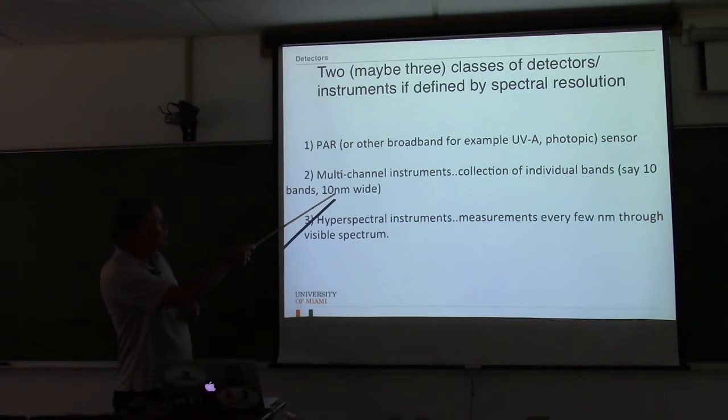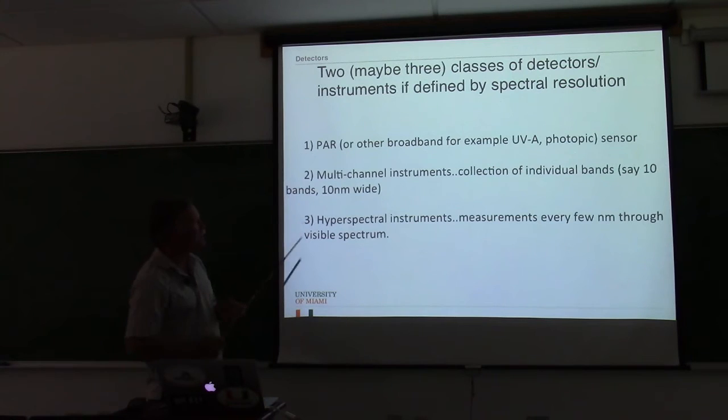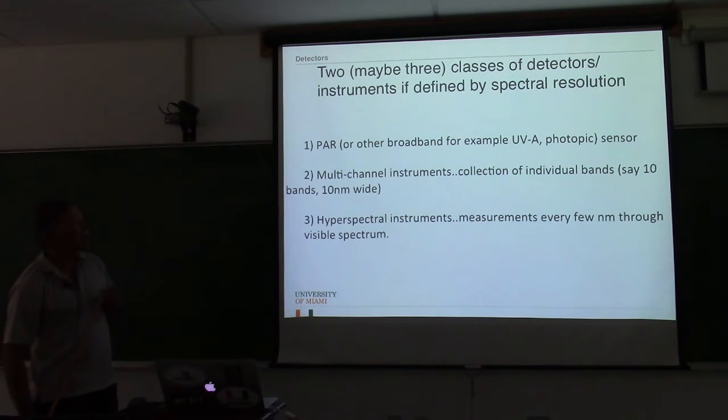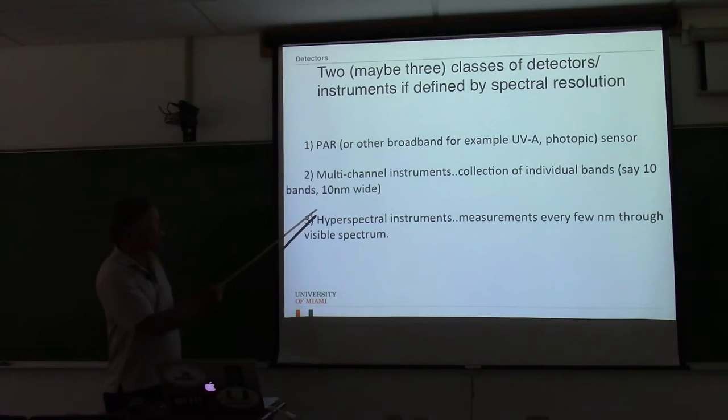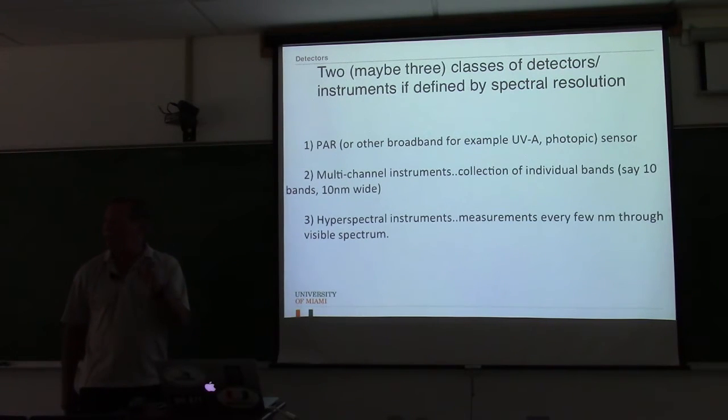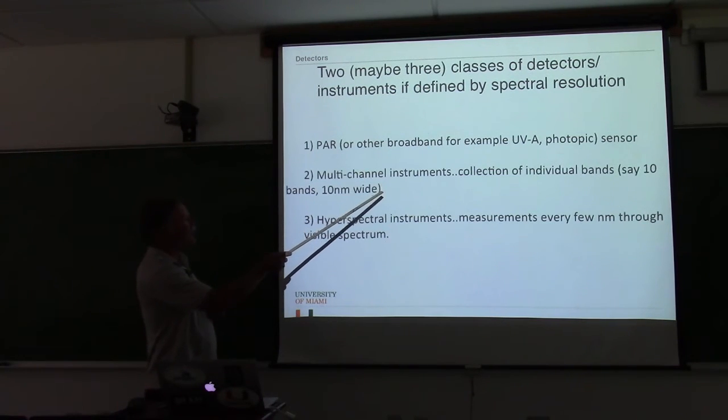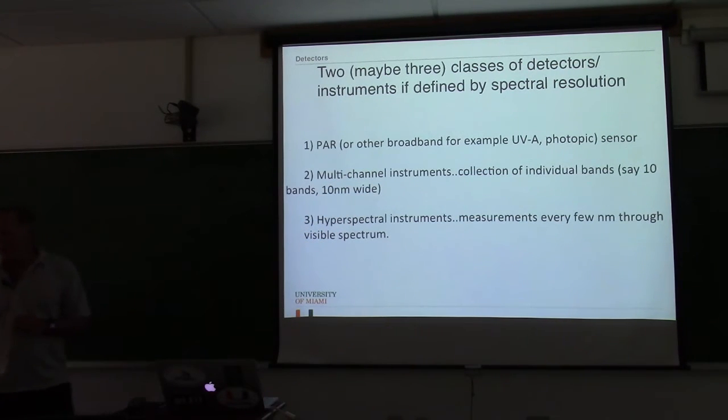The next level in information is multi-channel instruments, multispectral instruments. They're a collection of individual bands, say 10 bands. It depends on how many you want to put in there. In ocean optics, they were typically 10 nanometers wide, so the full width at half maximum was 10 nanometers. Once the electronics got good enough that we could go beyond single channel, we went to multi-channel, and there are still a lot of instruments around, like the AC9 for IOPs. For radiometry, they still do a really good job because most spectral features are pretty broad in the ocean.